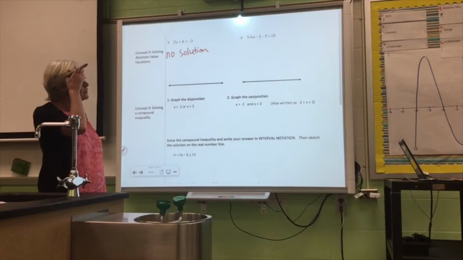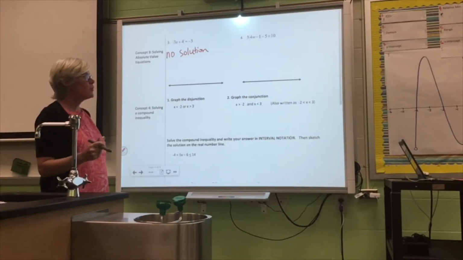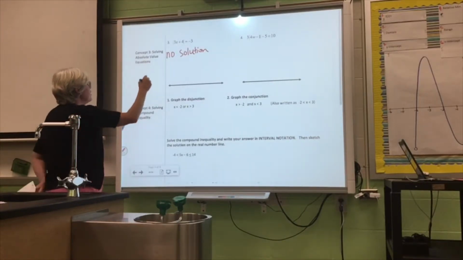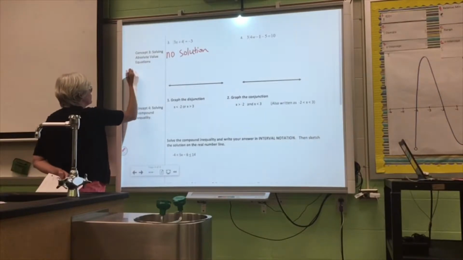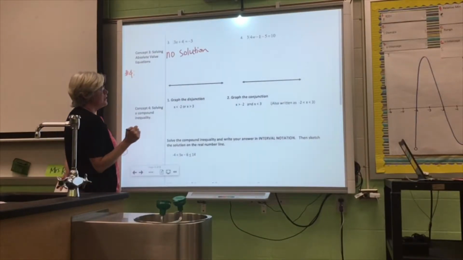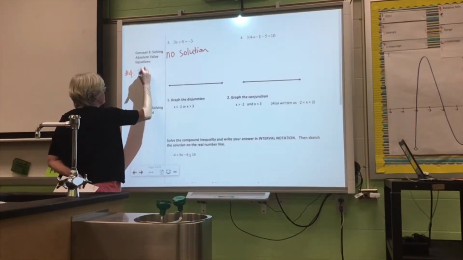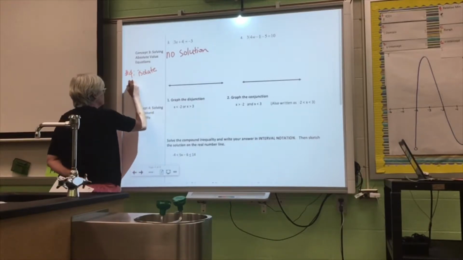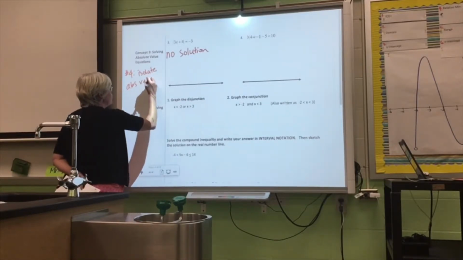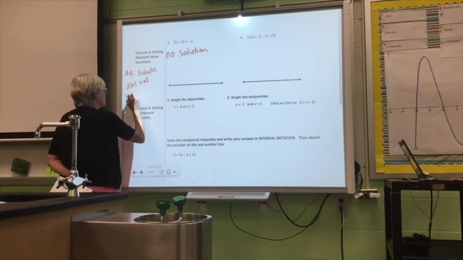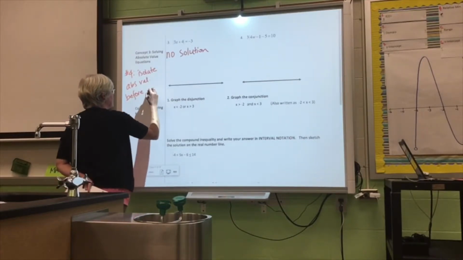The next one I definitely do want to look at because it's a little bit more complex. And the idea on number 4 is that you have to isolate the absolute value before you solve, or excuse me, before you break it up.